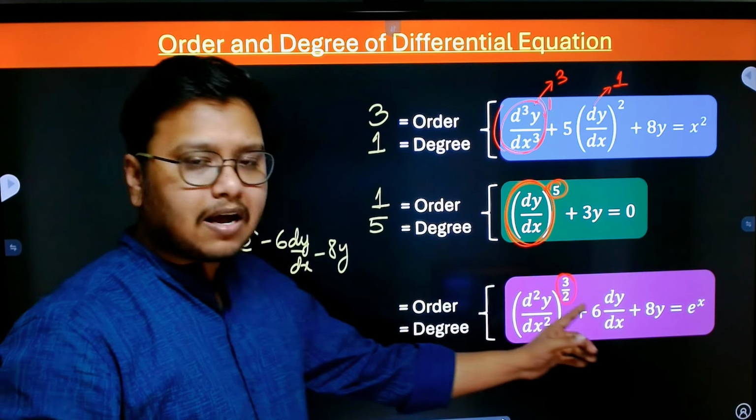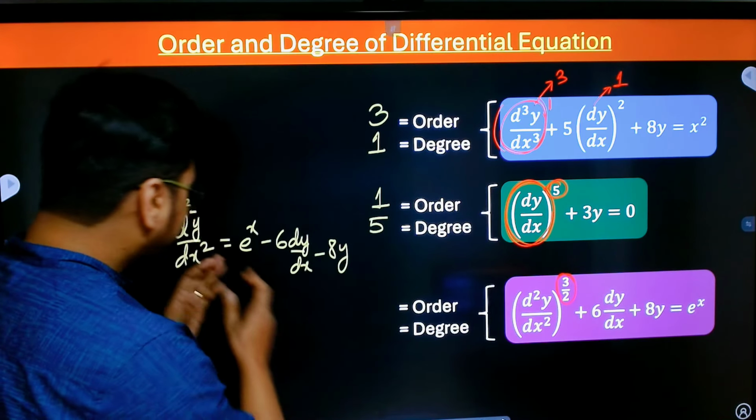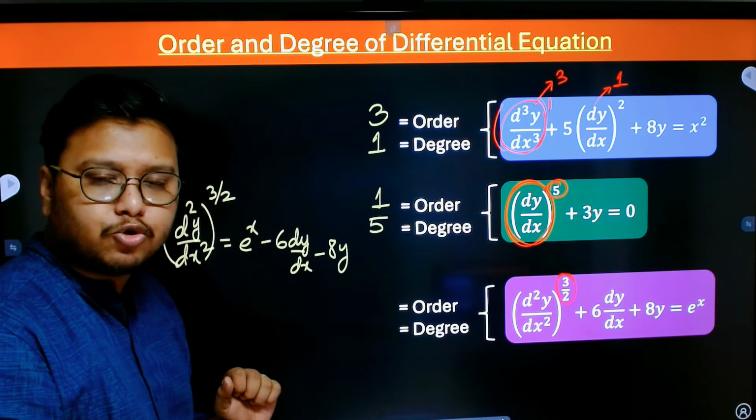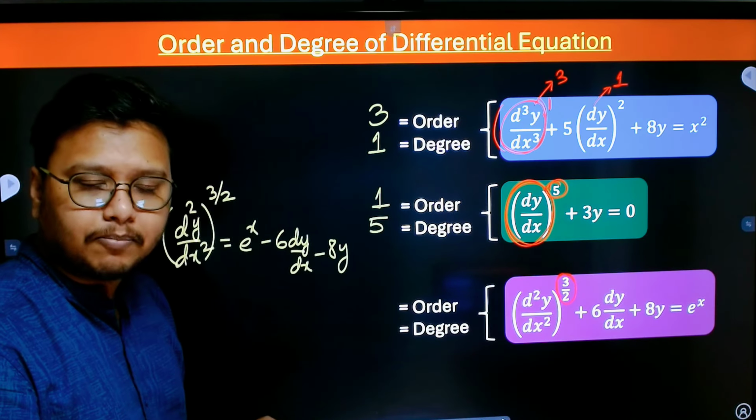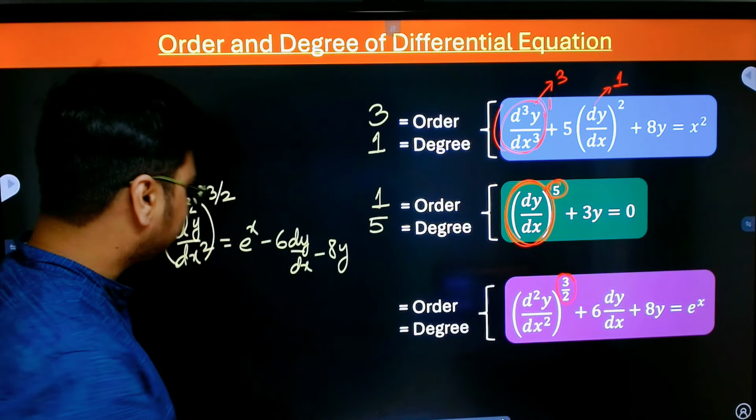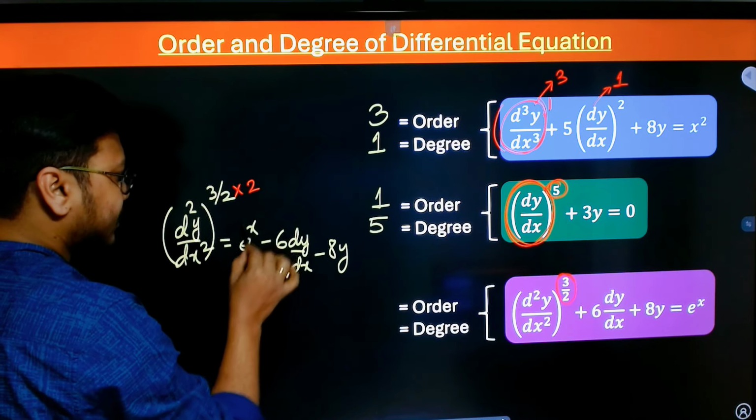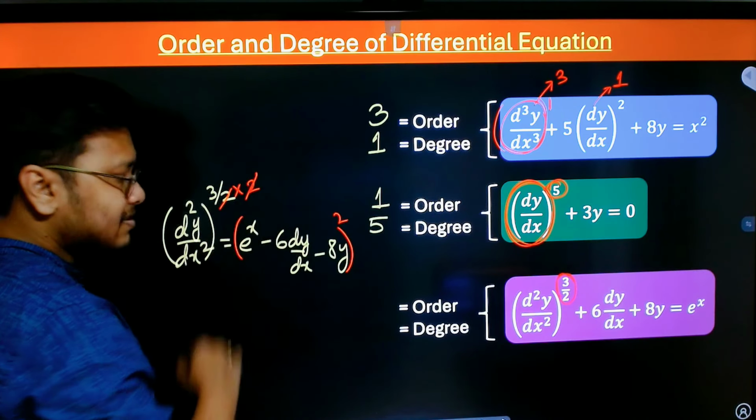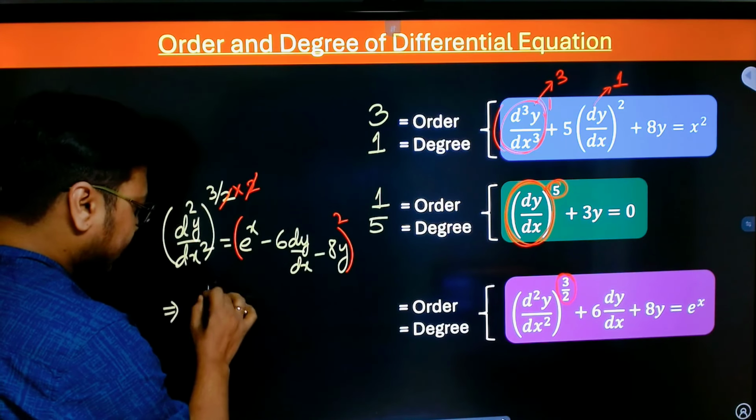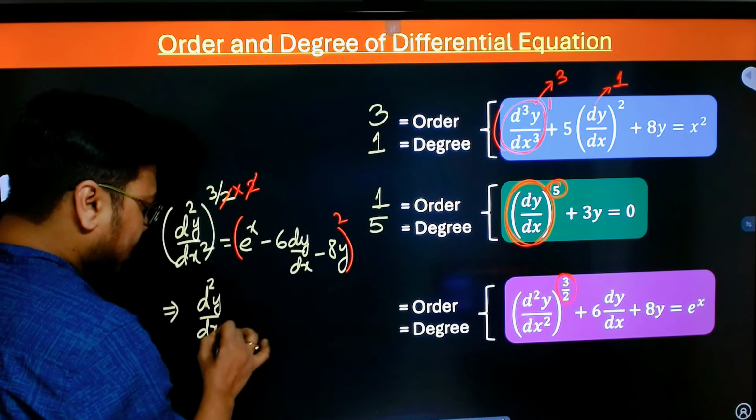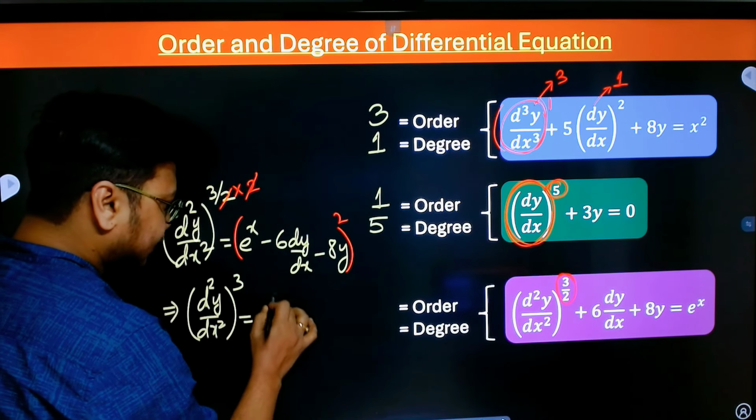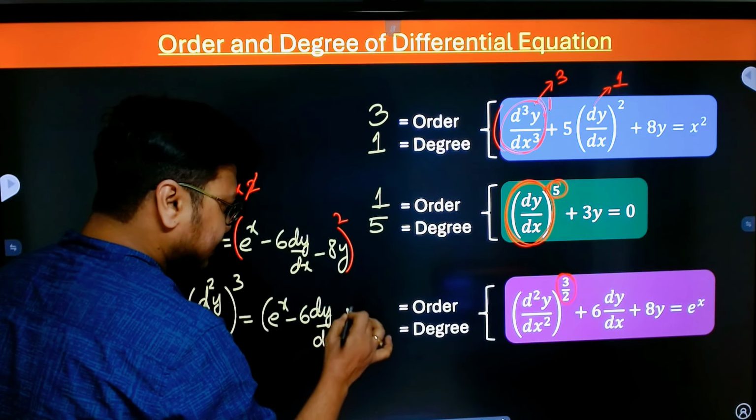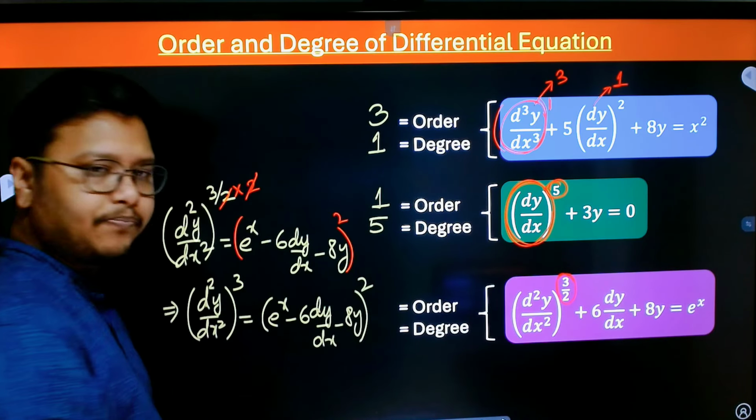Now we can raise a power of 2 on both sides to get rid of the 3 by 2. To get rid of this 2 in the power, we want to get rid of the fractional part, so we need to square both sides. If I square both sides, we end up with something like this. The 2 gets cancelled in the power and we are left with (d2y/dx^2) whole cube equals (e^x - 6 dy/dx - 8y) whole square, right?